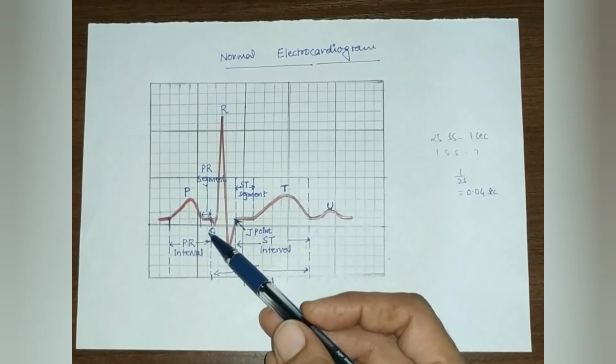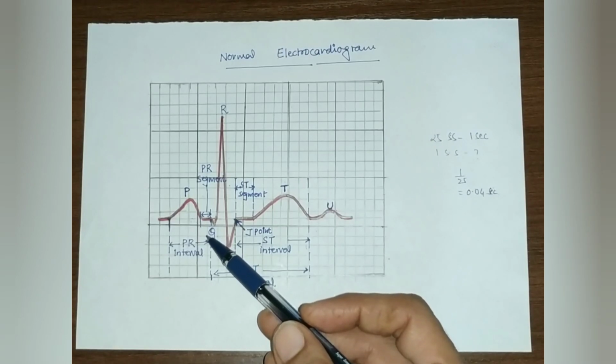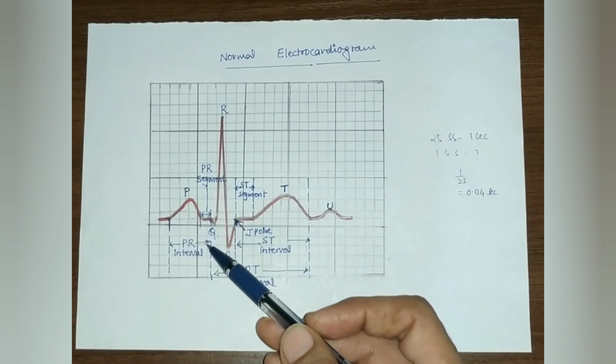PR interval duration decreases with increase in the heart rate. Duration more than 0.2 seconds indicates delayed conduction and conduction block, whereas duration less than 0.12 seconds indicates impulses may arise from the AV node.